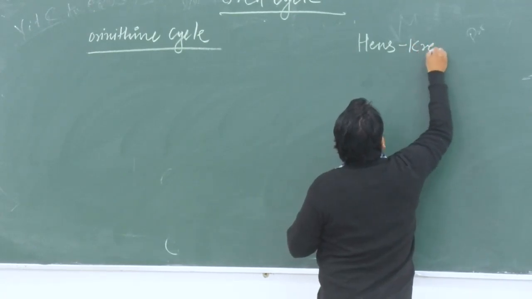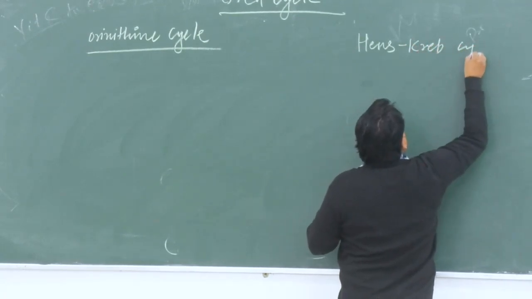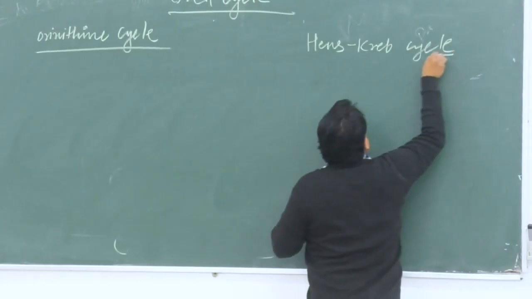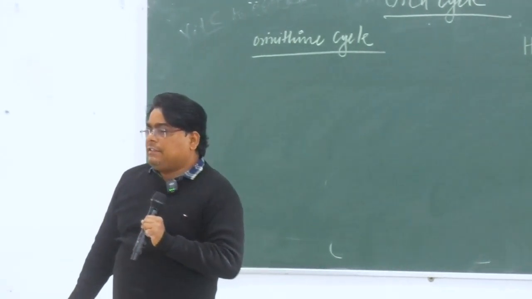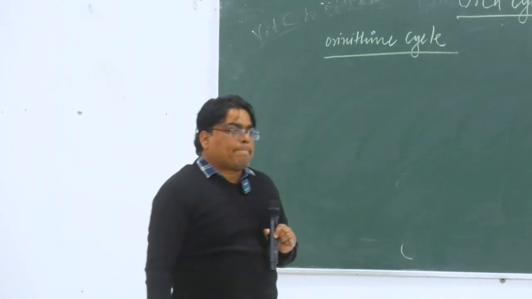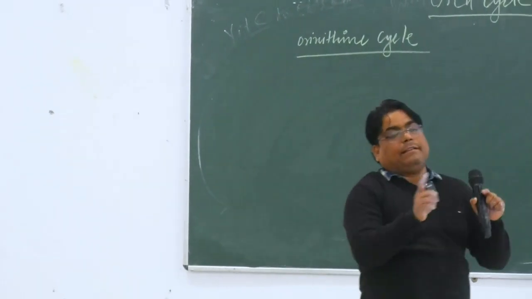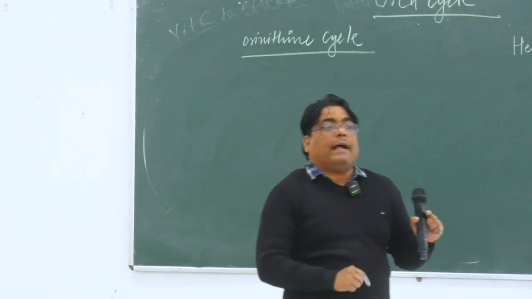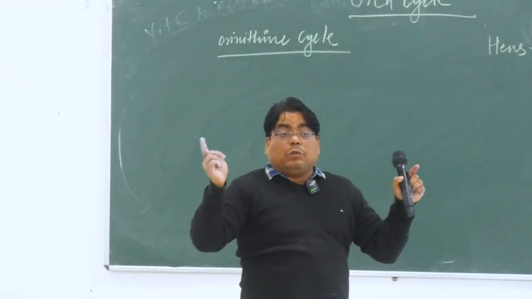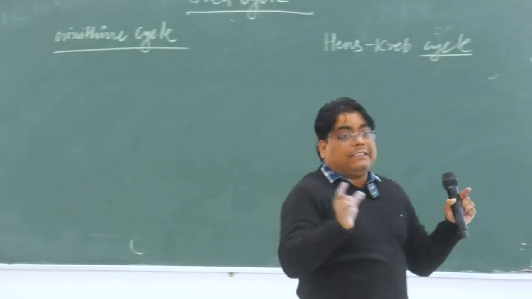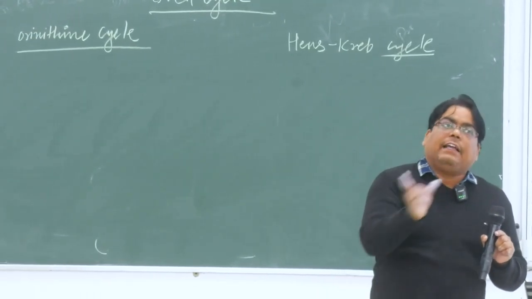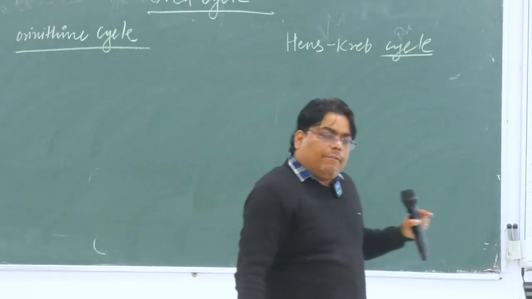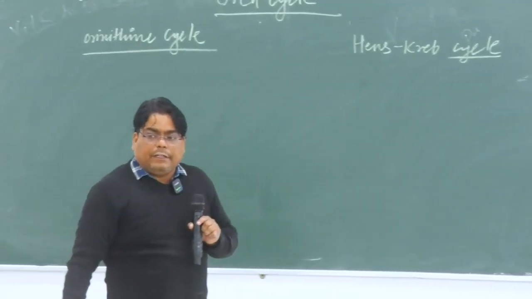Hans Krebs cycle. Ornithine cycle and Hans Krebs cycle. This acts as a bicycle, basically we call it. Bicycle means two cycles run in the body in the same way. Which two cycles? TCA cycle and urea cycle. We also make the connectivity here. You should understand.